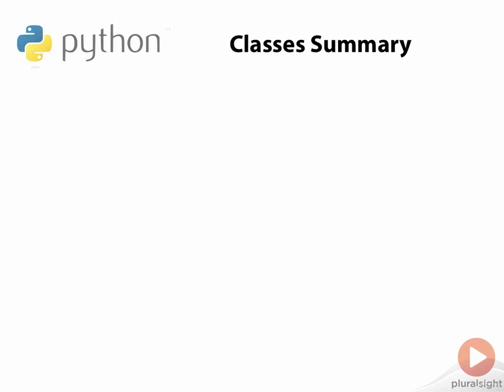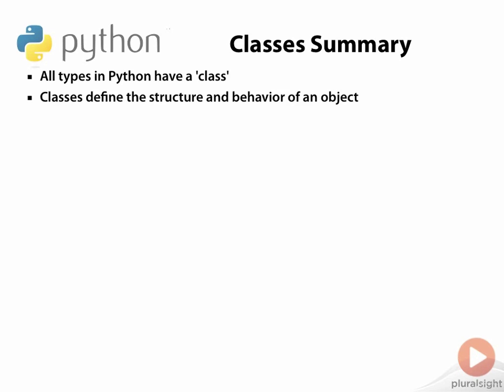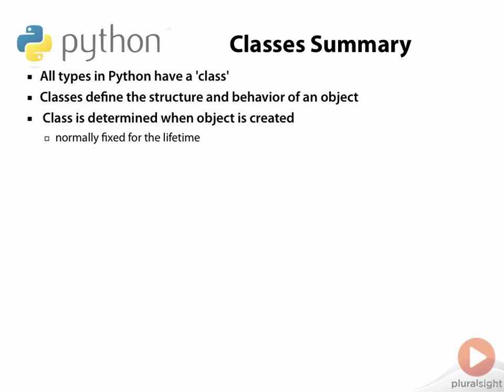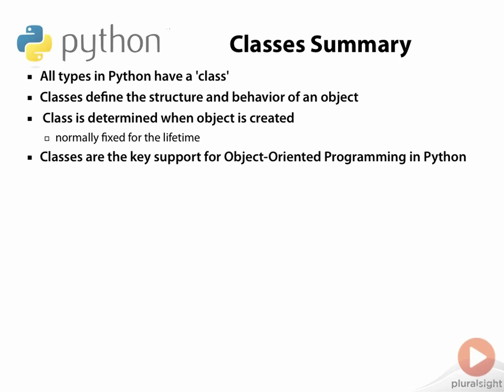Classes and inheritance are an important topic in Python, so let's sum up. All types in Python have a class. Classes define the structure and behavior of an object. The class is determined when an object is created and is fixed for the lifetime of the object in the general case. Classes are the key support for object-oriented programming in Python.